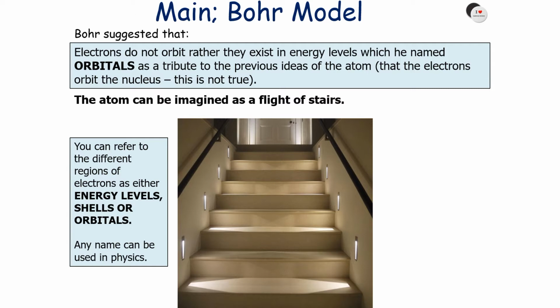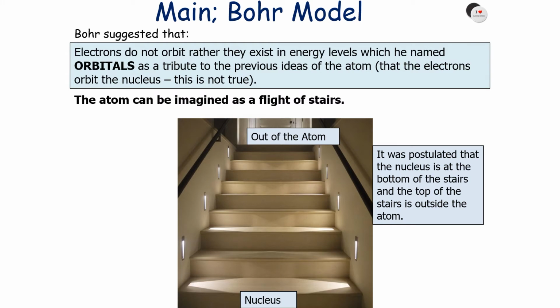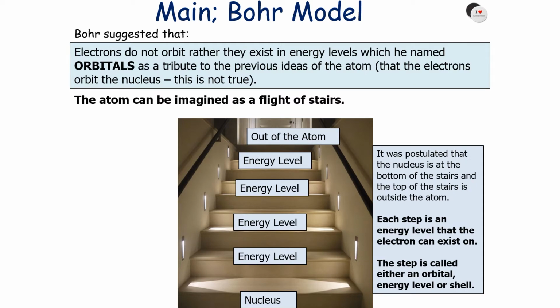So you can refer to the different regions of electrons as either energy levels, shells or orbitals. All of those names are used in physics. Now, we can imagine the atom to be like a flight of stairs. It was postulated that the nucleus is at the bottom of the stairs and the top of the stairs is outside the atom. We can say that each step is an energy level that the electron can exist on, and the step is called either an orbital, an energy level or a shell.